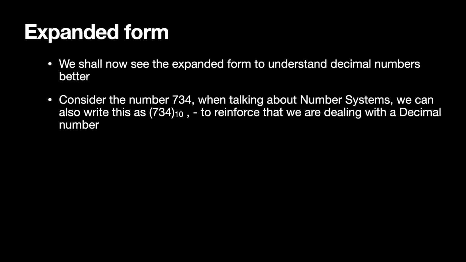Now let us look at the expanded form to understand the decimal number system a little better. Let us take an example, the number 734. So one more way of writing the number 734 is 734 to the base 10. When dealing with number systems, we use this notation to reinforce the fact that we are dealing with a decimal number. Going forward, we shall see other different types of number system where we will use a base other than 10.